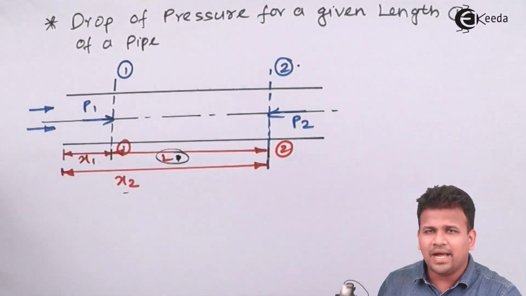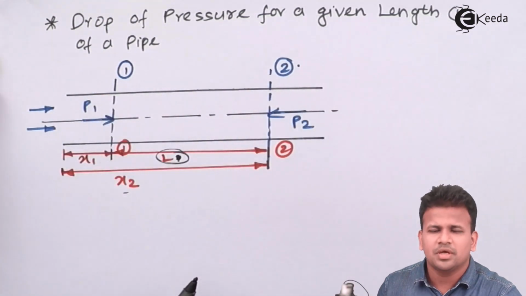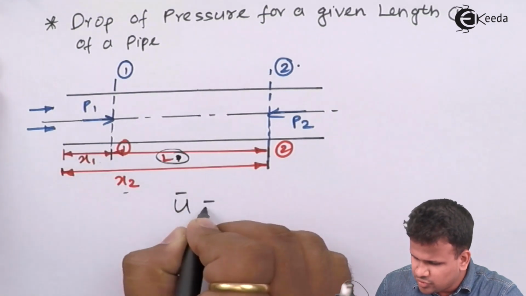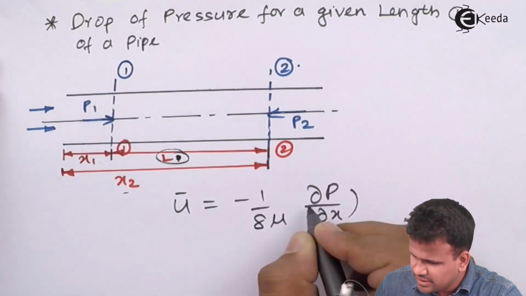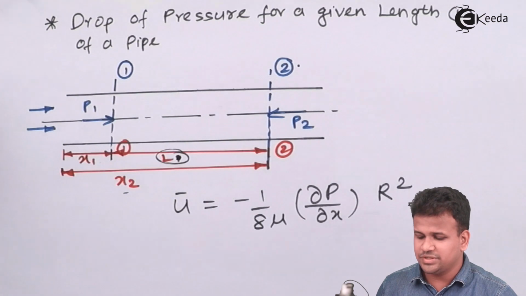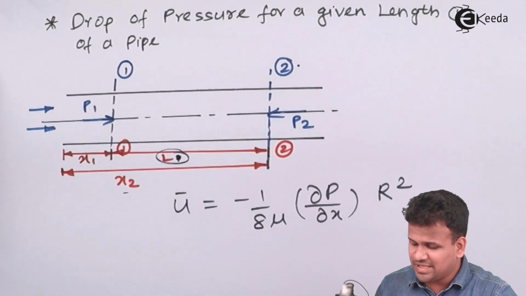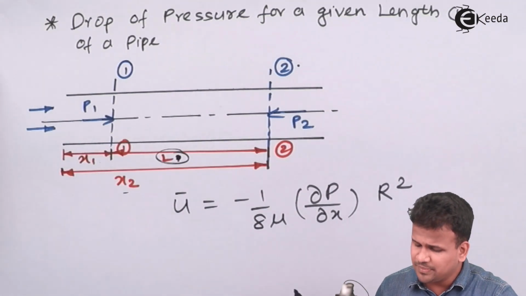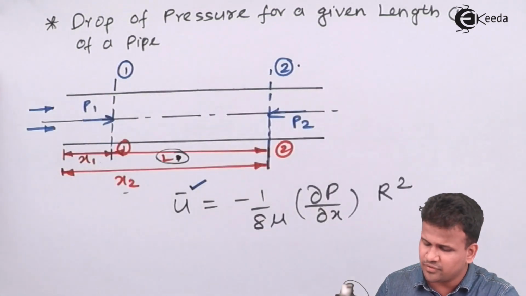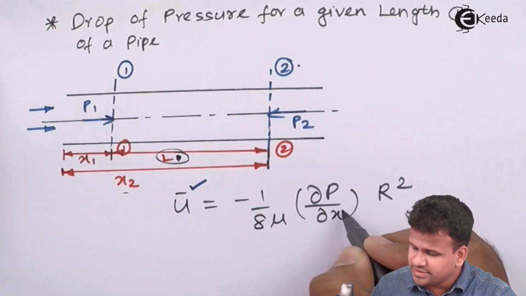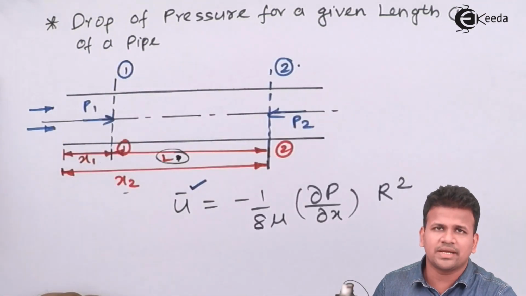So now we know that the fluid is flowing from section 1 to section 2, but its average velocity u bar is minus 1 upon 8 mu dou p by dou x into r square. So that is the average velocity of that entire part. We have calculated the average velocity initially. We are going to keep its value constant over the entire flow of the pipe, and we are going to change the length. So now let us calculate the drop in pressure over an entire length.